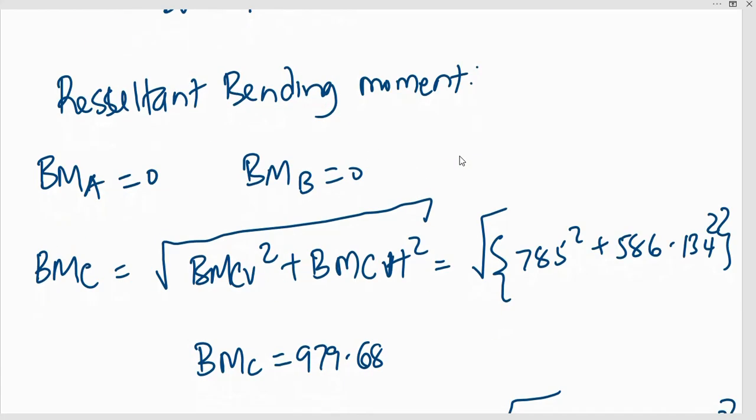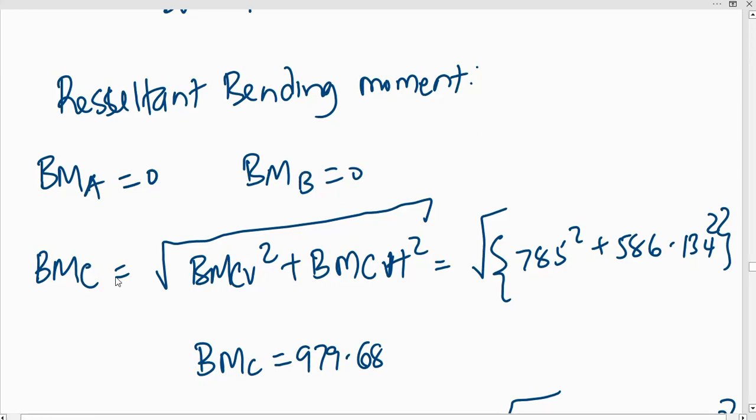Then, having determined all these bending moments, my task is to find the resultant bending moment, because I have determined the bending moment due to the vertical loads, the bending moment due to horizontal loads. Then I need to determine the resultant bending moments at A, at B, at C, and at D. So at A, having also known that it is at the support, I will have bending moment as 0, and at B, being a support, is also going to be 0.